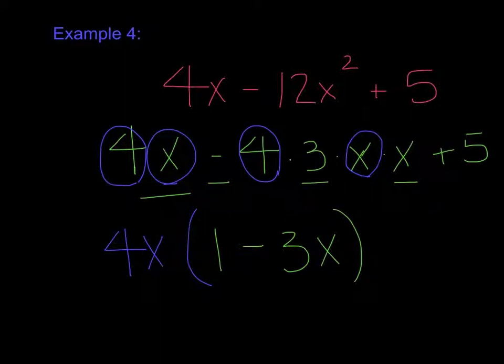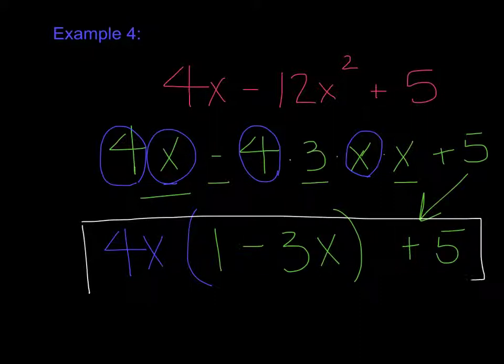And then I can't forget about this plus 5 on the end. It doesn't have any common factors. I can only pull common factors out of 4x and 12x squared. So if I factor 4x minus 12x squared plus 5, with the greatest common factor, I'm left with 4x times 1 minus 3x, plus 5.